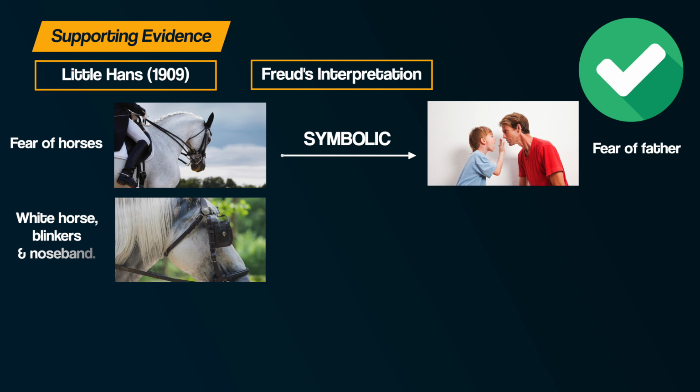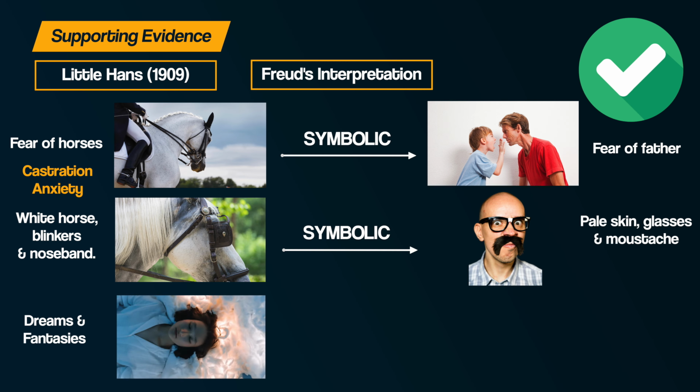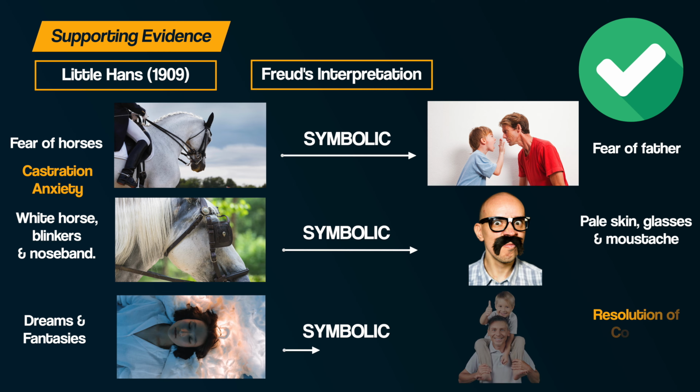The white horse with blinkers and noseband was something Freud interpreted as symbolic of Hans's father, who had pale skin, wore glasses, and had a moustache. Furthermore, Freud interpreted Little Hans's fear of horses as fear of being castrated. Finally, Little Hans's dreams and fantasies were interpreted to represent how the conflict that Little Hans was experiencing with his father, because he desired his mother, was resolved through Hans replacing his father in the fantasy and eventually identifying with his father and becoming like him.